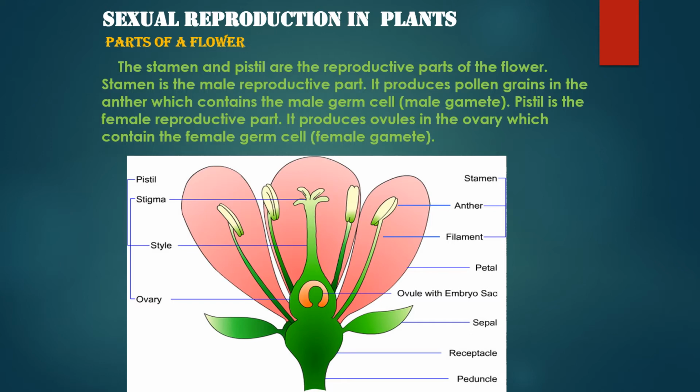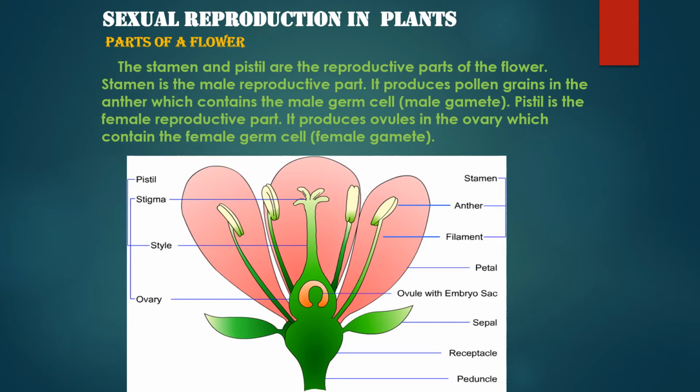The other two structures which are directly involved in reproduction are called the essential parts of the flower, which includes the male part, which is the androecium, and the female part, which is the gynoecium. The androecium consists of all the set of stamens in the flower, and the gynoecium includes all the set of pistils or carpels in the flower. Now let us study the different parts in detail.